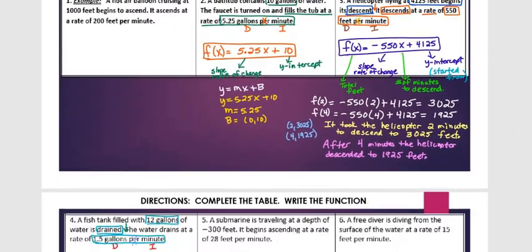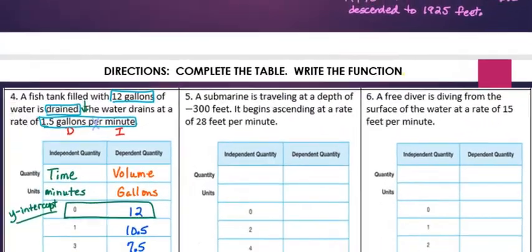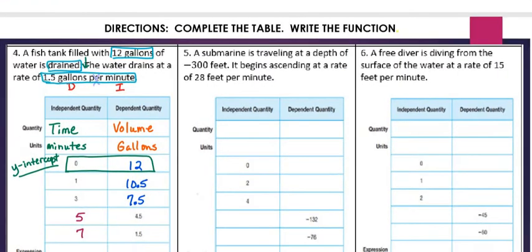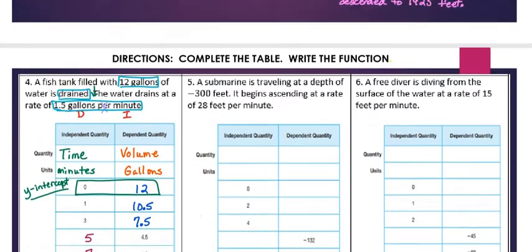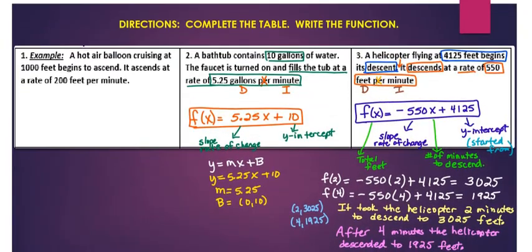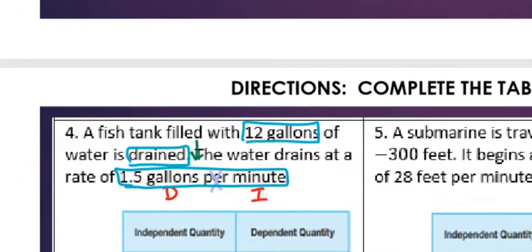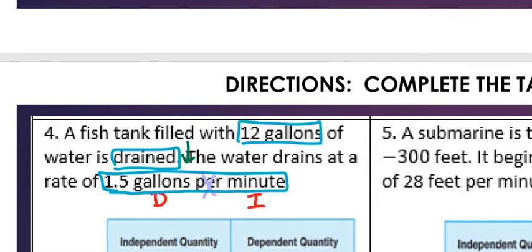Now, here's what I want you to do. Let's look at the next part, directions. You're going to complete the table and write the function. I've already completed the first one for you. Now, in this first part, we wrote a function. Now, when I look at number 4, you see you've got a fish tank filled with 12 gallons of water, which is drained, which means to go out. The water drains at a rate of 1.5 gallons per minute. Your gallons is your dependent, your minute is your independent, and the variable is going to be your x.